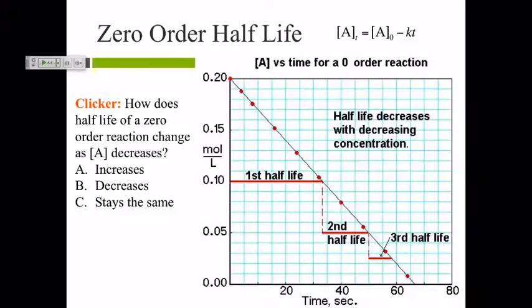And what about zero order? If we find that a reaction is zero order, or we see a graph like this, both of which are fine, how does the half-life change as the concentration of our reactant goes down?